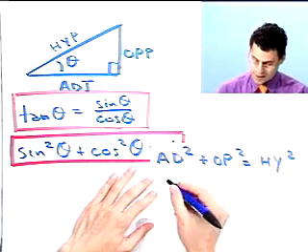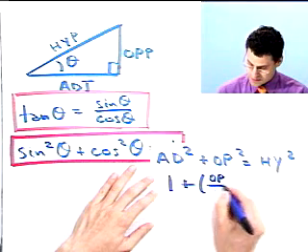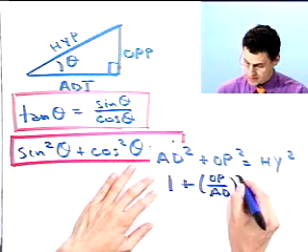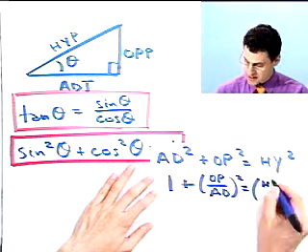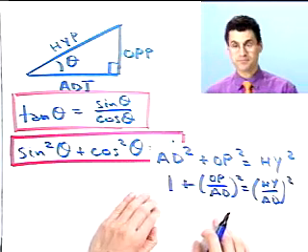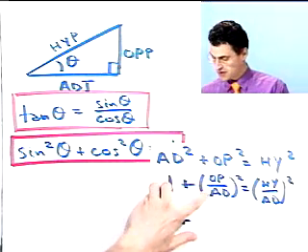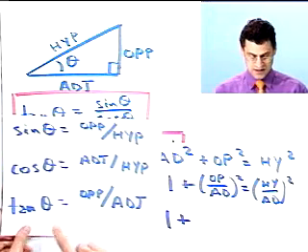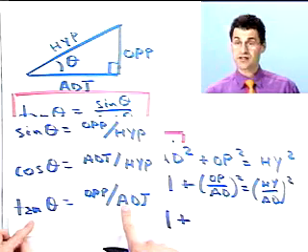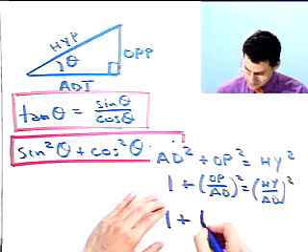this becomes a 1. This becomes an opposite over adjacent all squared. And this becomes a hypotenuse over adjacent all squared. So what do I see now? I see 1 plus, and what's opposite over adjacent? Well, opposite over adjacent is just a fancy way of saying tangent. So in fact, this is tangent squared.